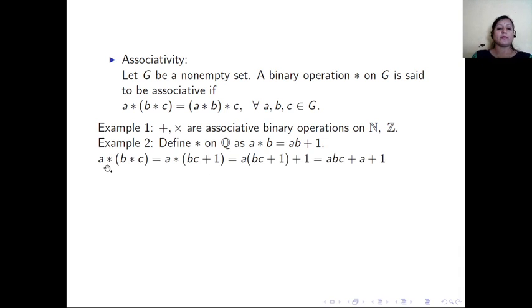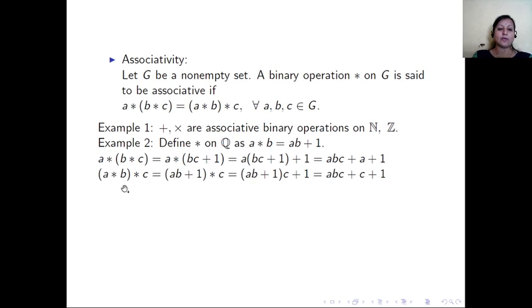So first of all, we will calculate A star (B star C). So B star C is BC plus 1, by the definition of this star operation: it is the product of these two elements and then add 1. Then perform this star operation. Again by the definition, it is the product of these two plus 1. So it is A into (BC plus 1) plus 1. So it is ABC plus A plus 1.